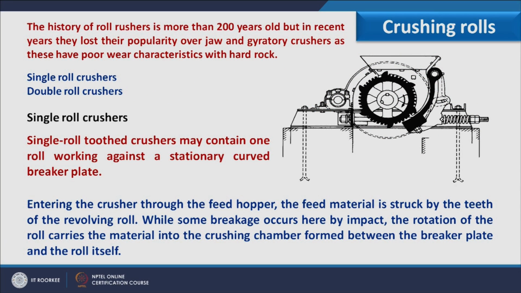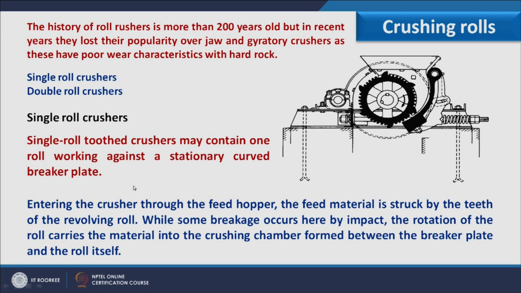Now we have the crushing rolls. The history of roll crushers is more than 200 years old, but in recent years they lost their popularity to jaw and gyratory crushers, as these have poor wear characteristics with hard rock. So here we have two kinds of crushers. First is the single roll crusher and second is the double roll crusher.